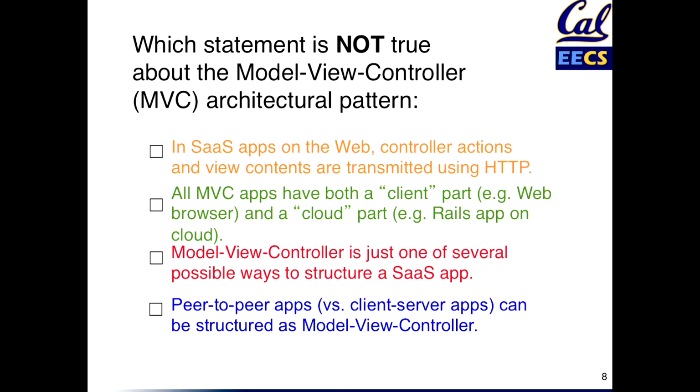All model view controller apps have both a client part and a cloud part. Who made that rule? They absolutely don't have to. You could write an app that runs entirely on your iPhone, but model view controller really is just talking about how you organize the functionality of the app. There's a notion of the data or the state that the app manipulates. There's a notion of some user interface. And there's a mediation between the user and the data, and that's the controller part. So you can apply that structure to an app that's got a client and cloud part. You can do it to an entirely cloud-based or an entirely client-based app. So the green statement is not true.